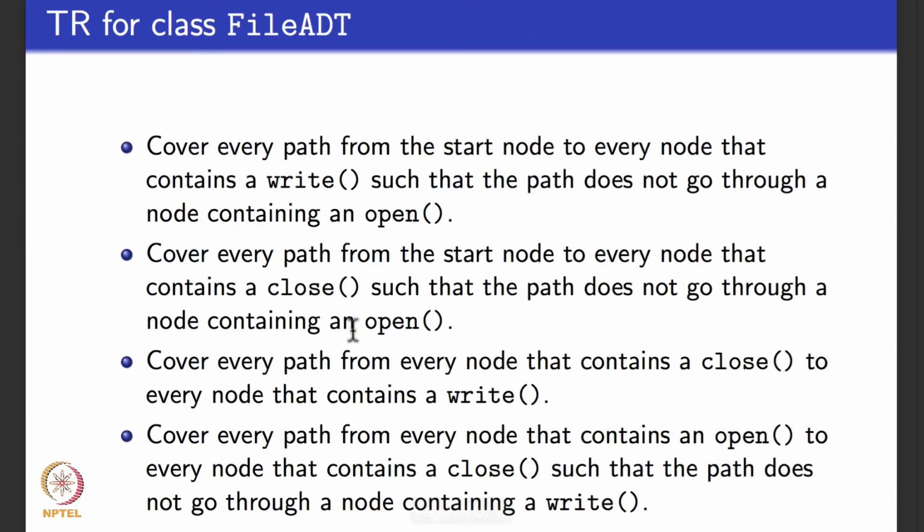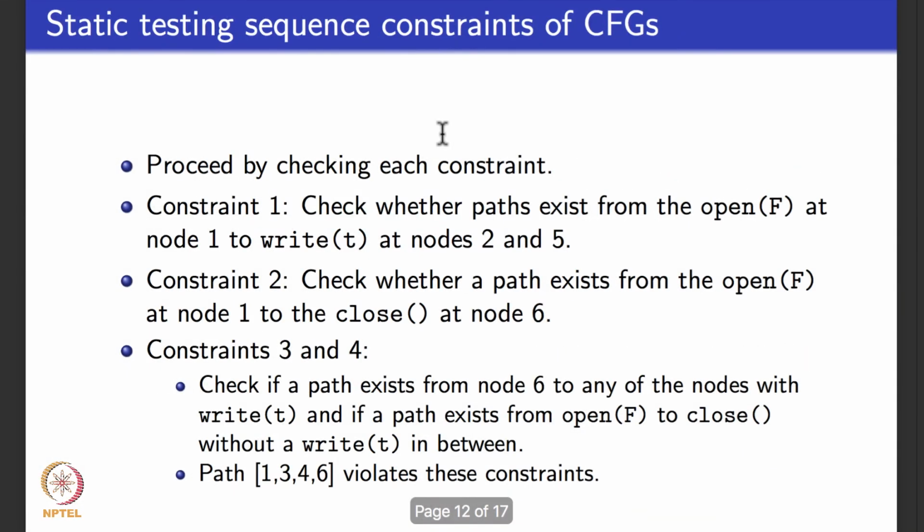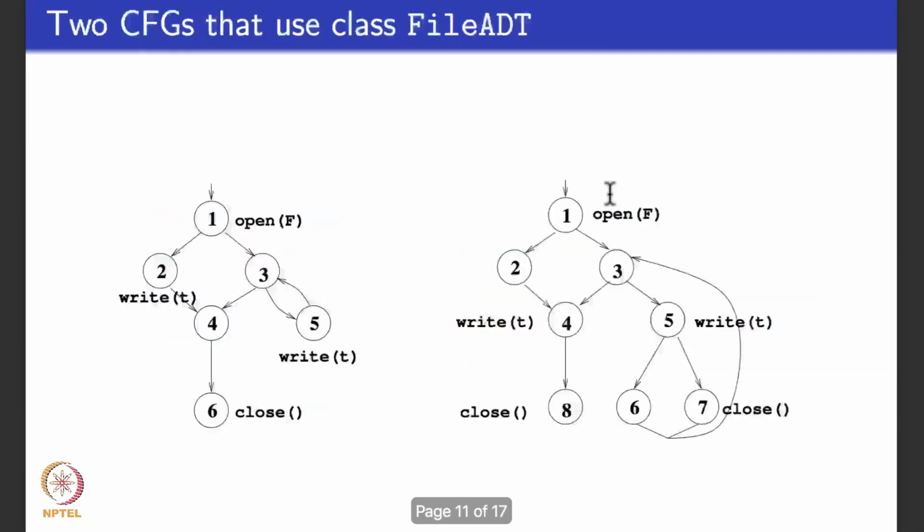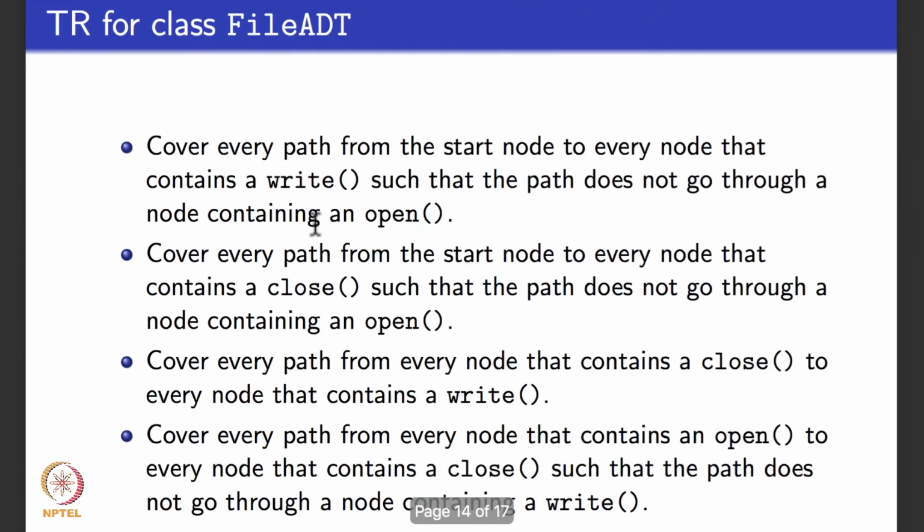So what I do now is I write test requirements for all the constraints. There's one TR for every constraint. There were 4 constraints, so there are 4 TRs. First one says that you cover every path from the initial node to every node that contains a write such that the path does not go through an open. This will violate the first constraint, right? So it says you cover every path that goes through a write but without going through an open. Let's go back and see what constraint 1 said. Open must be executed before every write. Suppose you are able to find a path that will meet this TR, then you have violated the first constraint.